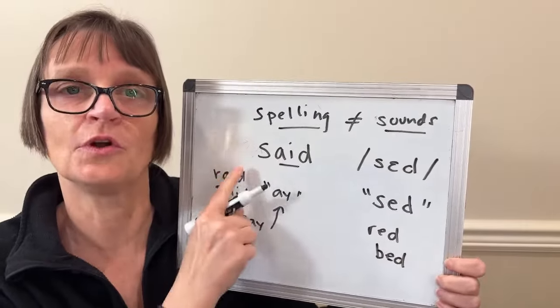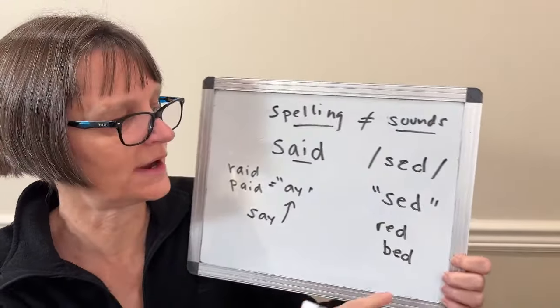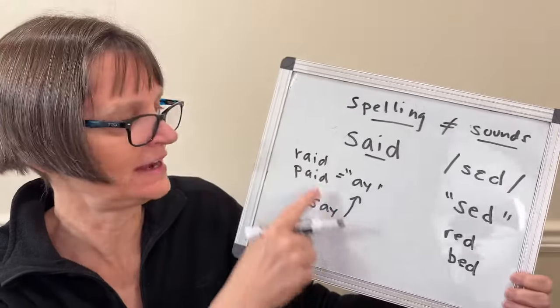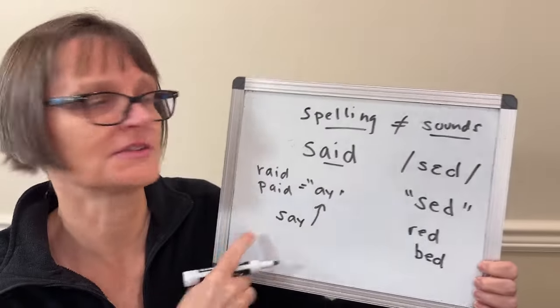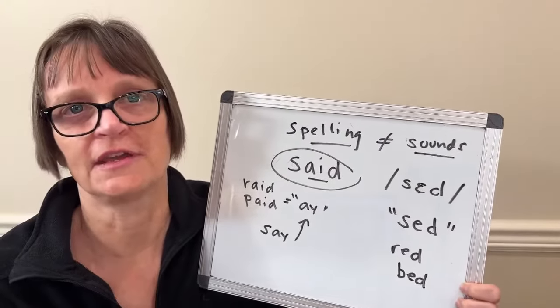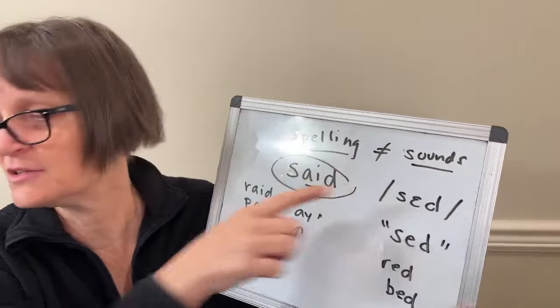So this word said is an exception to our spelling patterns and rules, where it has the sounds of words spelled like this, and it doesn't have the sounds of words spelled like this. So it's understandable why, with a word like said, you might think it's pronounced sade. So that's one example of how spelling does not equal sounds.